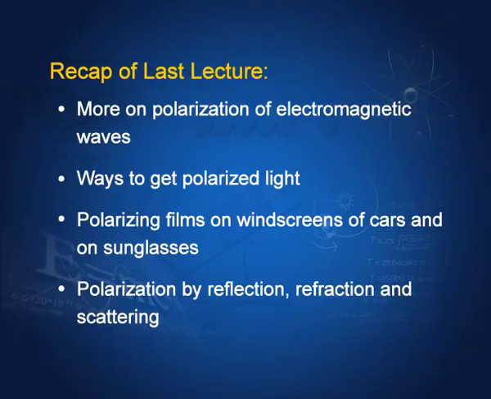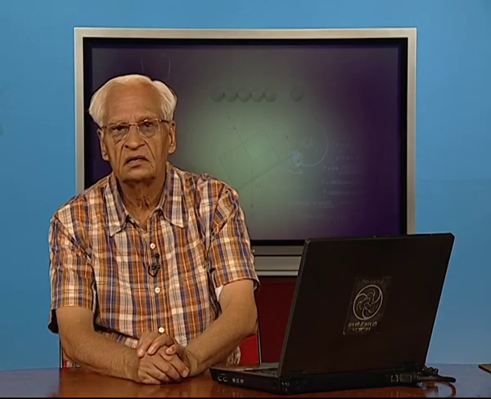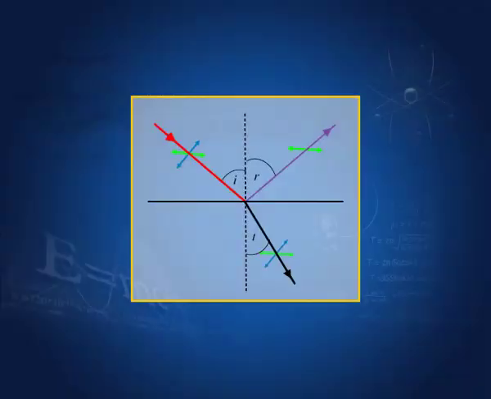Then we learned how polarized light can be produced by reflection, by refraction, or by scattering. There are several ways. This example is reflection at a certain angle called Brewster's angle. Here the transmitted ray and the reflected ray are perpendicular to each other, and therefore this is plane polarized light, because it cannot carry this direction of vibration. It is along the direction of propagation of light and it is prohibited. Therefore, this reflected light is plane polarized.